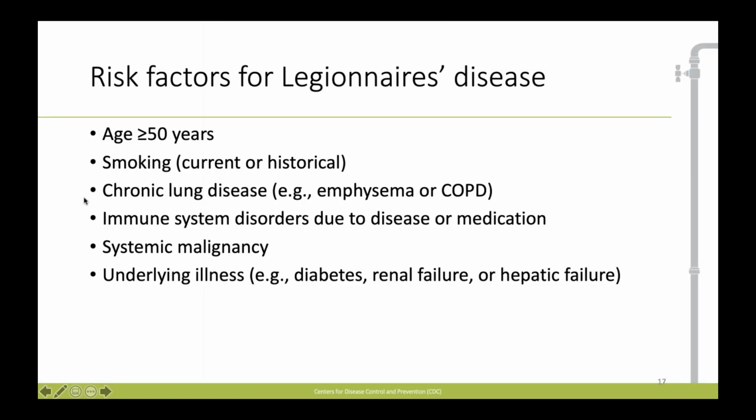So the risk factors for Legionnaire's disease include patients over the age of 50, smoking, that's either current or historical association with smoking, any kind of chronic lung disease, emphysema, COPD, immune system disorders, systemic malignancies, and a number of different underlying illnesses. Diabetes is one that a recent study found was a really strong co-predictor of Legionnaire's disease severity, but that also includes other diseases such as renal failure or hepatic failure.